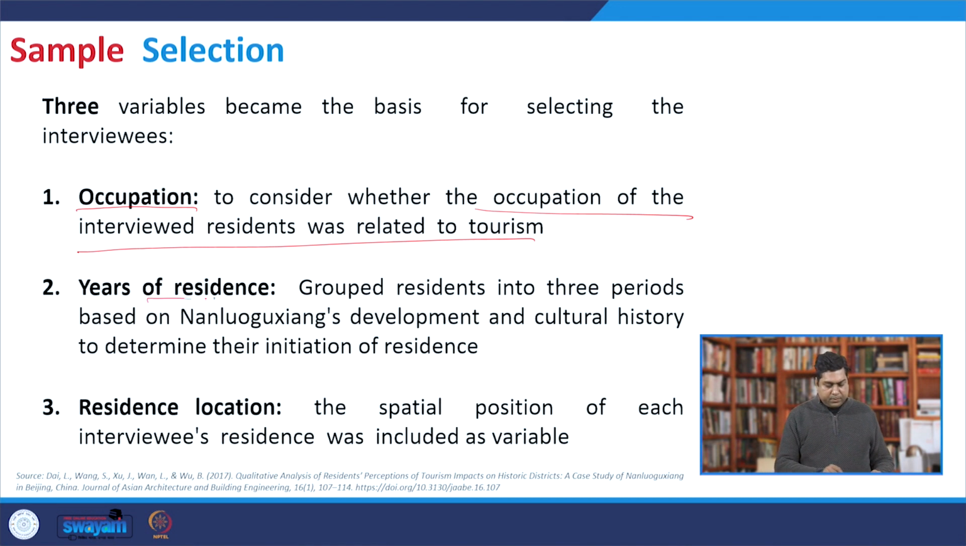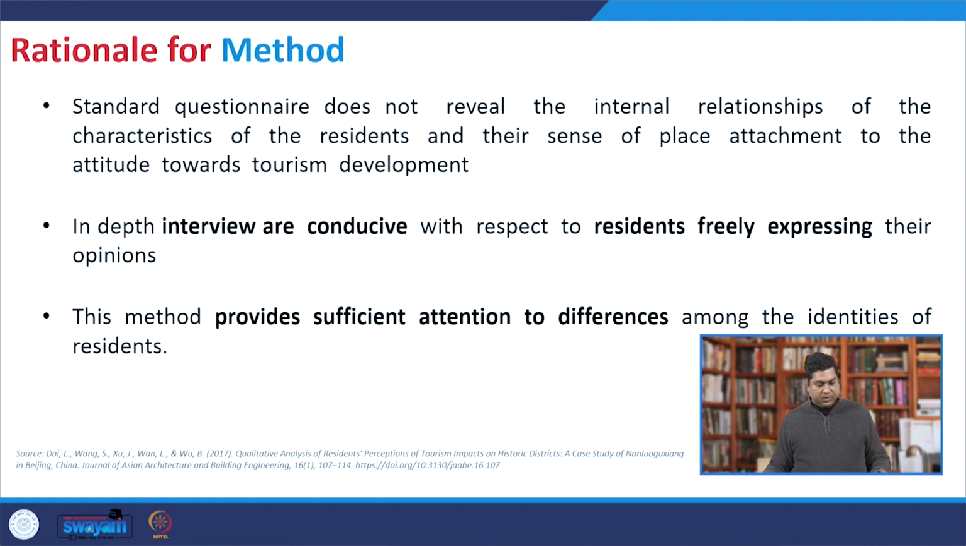Years of residence play a crucial role, because the moment you live in a location for a longer duration, you automatically get a certain attachment to that place. So place attachment is there. For that, years of residence were considered as one of the variables, and also the location is very important. The spatial position of each interviewee's residence was included. So keeping these 3 criteria in mind, the samples were decided by the authors.